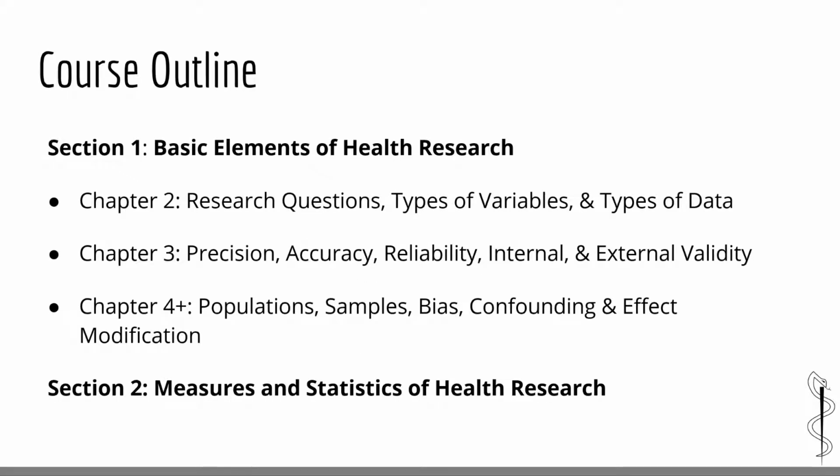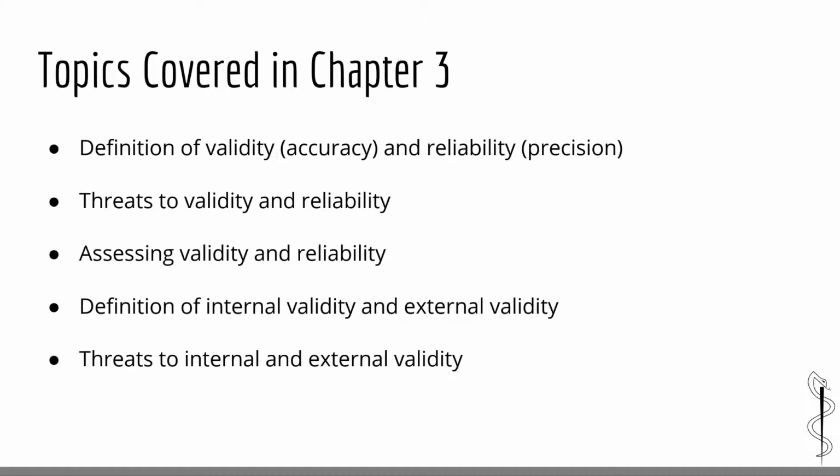In the last chapter, Chapter 2, we spoke about the research question, types of variables, and types of data. In this chapter, we're going to continue our overview of the basic elements of health research. We're going to talk about the concepts of precision, accuracy, reliability, internal and external validity.